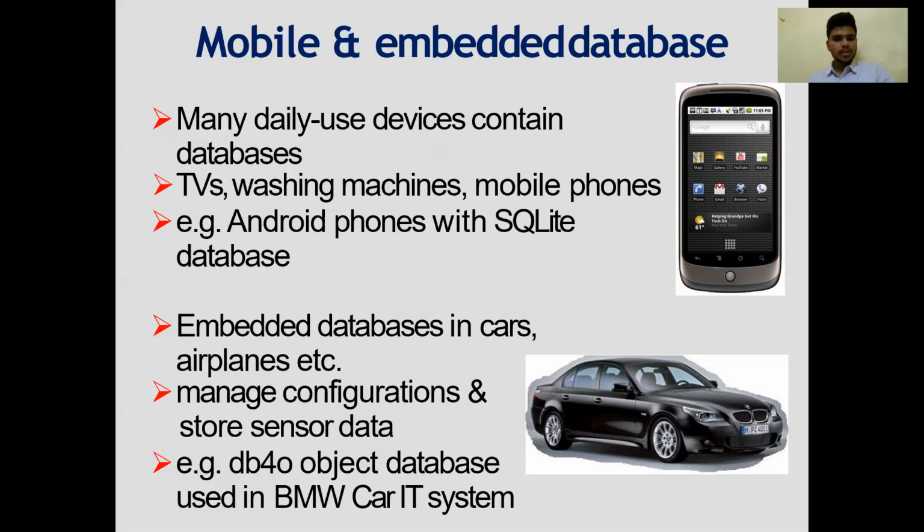Next, embedded databases in cars, airplanes, etc. Nowadays, cars come with their own infotainment system that can manage everything. They can maintain cruise control and climate control, etc. Everything is within the car. So the database is being used not only in mobile phones but also in cars and airplanes, to manage configurations and store sensor data. For example, the db4o object database is used in the BMW car IT system.